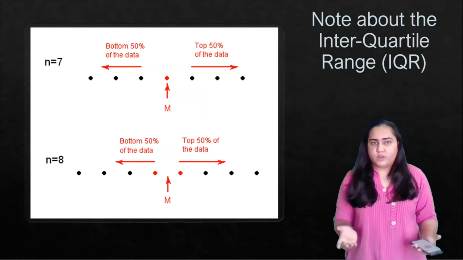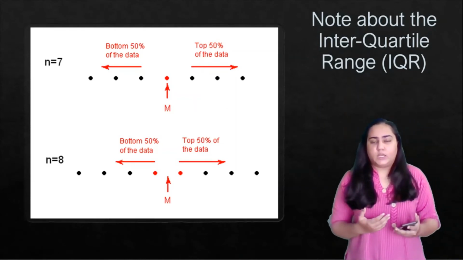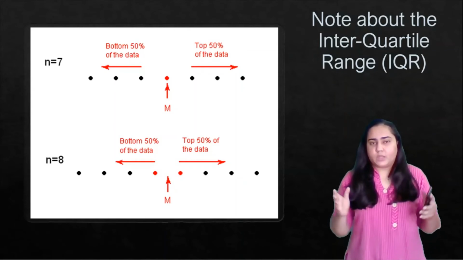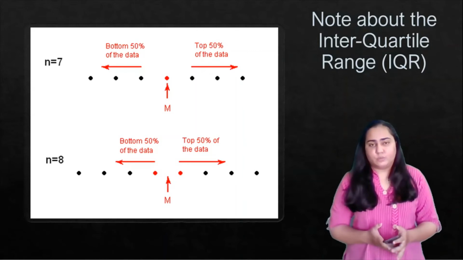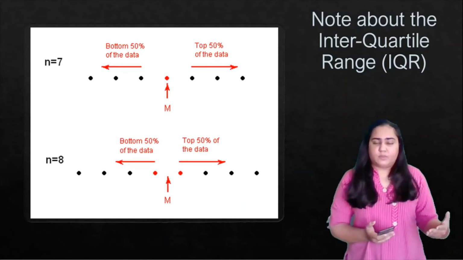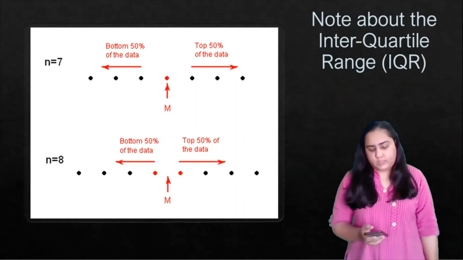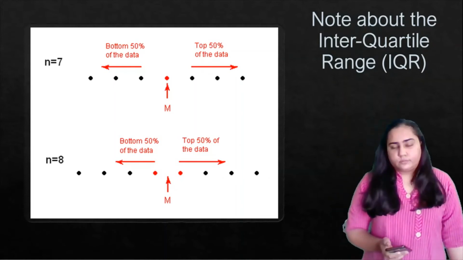But if there are an even number of observations, then we would have to consider both the observations involved in the calculation of the median and include them in the two halves that we are creating. Now let's try to understand how this calculation is done.